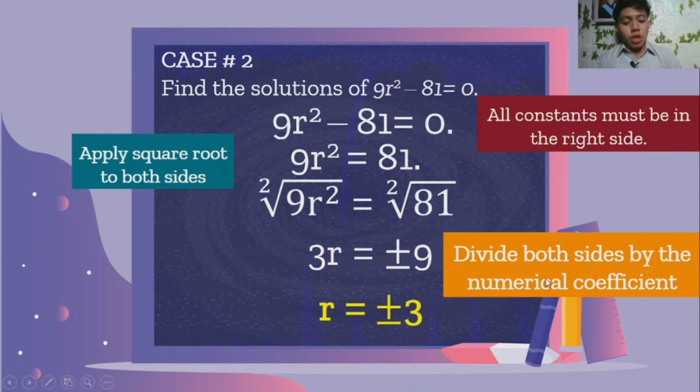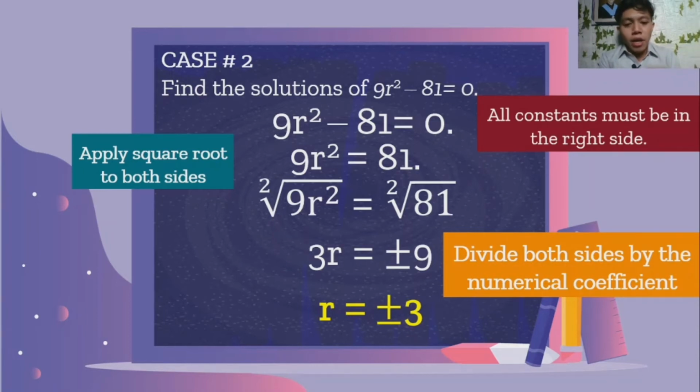Okay? So, divide both sides by the numerical coefficient. Ano yung numerical coefficient nung r? 3. Divide both sides mo lang. So, divide by 3, divide by 3. Yung 3r natin, magiging r na lang. Yung 9 natin, divided by 3, that is 3. So, the answer here is r is equal to positive, negative 3.